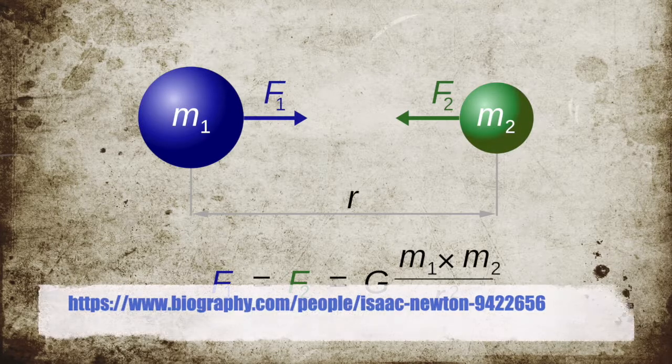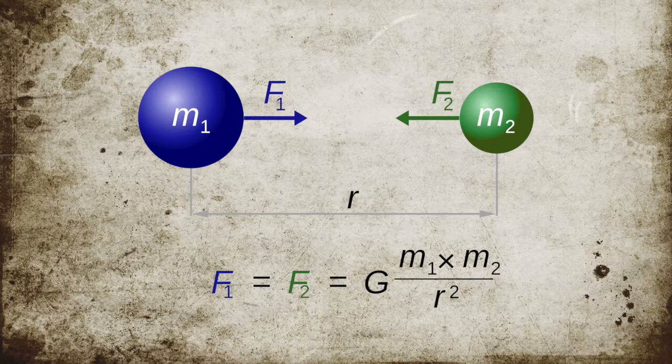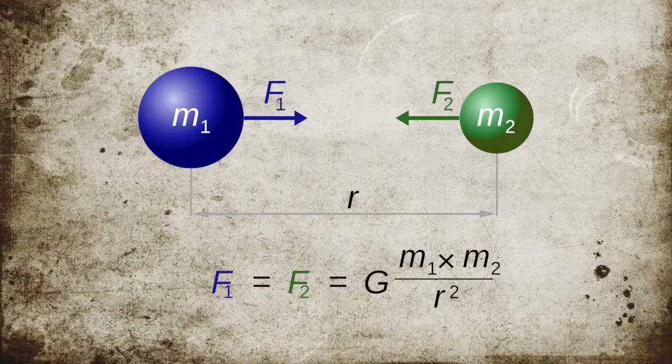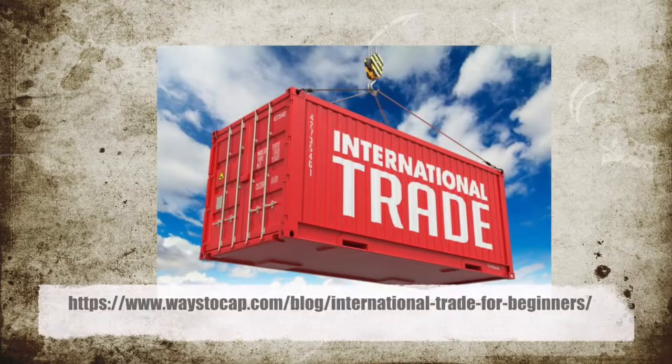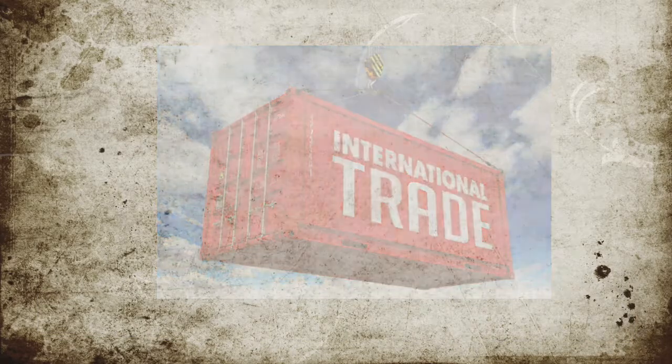His theory of universal gravitation, which is that two objects attract each other with a force of gravitational attraction that's proportional to their masses and inversely proportional to the square of the distance between their centers. Economist Jan Tinbergen in 1961 came up with a gravity model in trade, derived from Newton's law of gravitation.